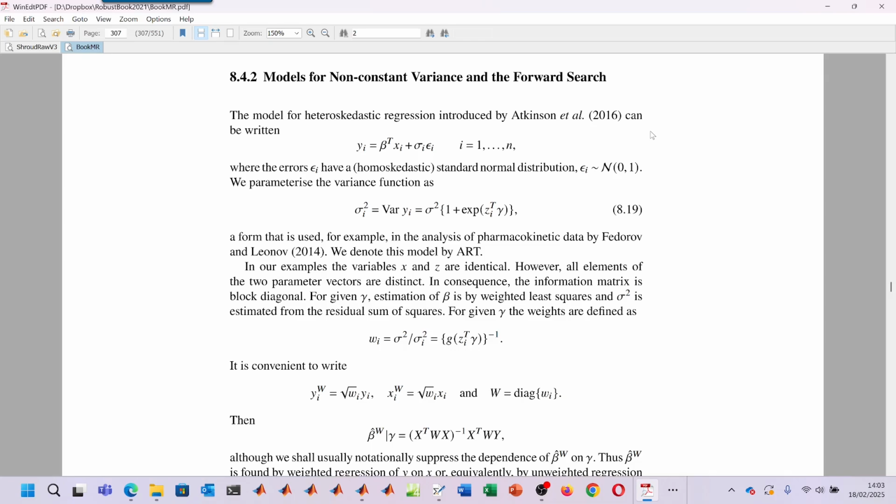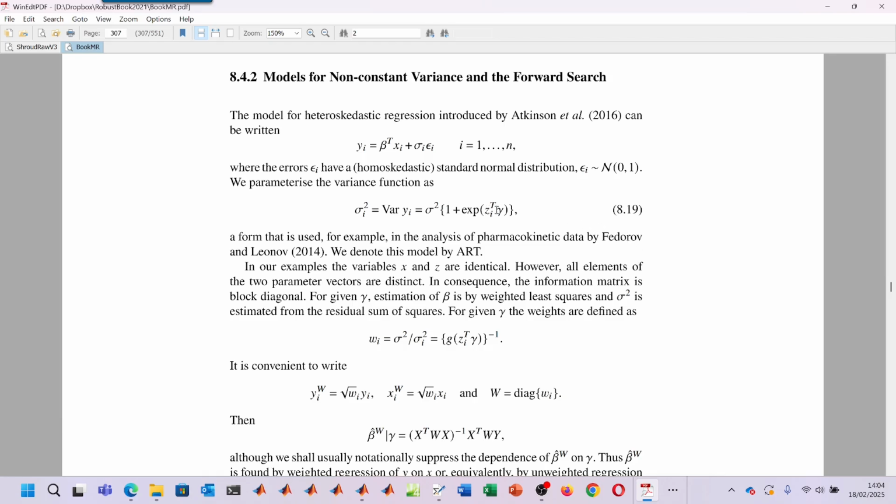So here are the models for non-constant variance which we use with the forward search. The idea is that we have a parametric form for the variance, and we have to analyze the parameters in the variance function as well as estimating the parameters in the linear model for the response. So we have to estimate not only the beta parameter in the linear model, but we also have to estimate any parameters that there are in the way in which we parameterize the variance.